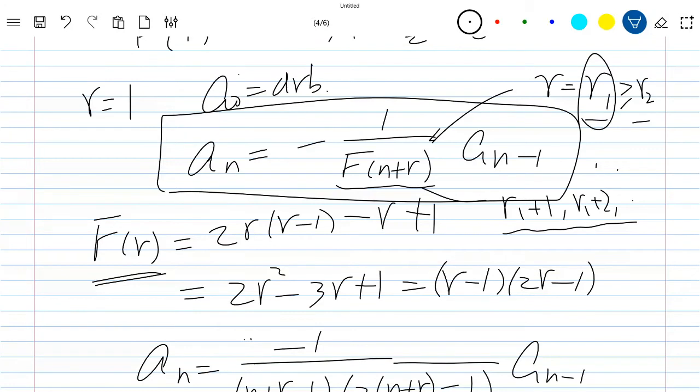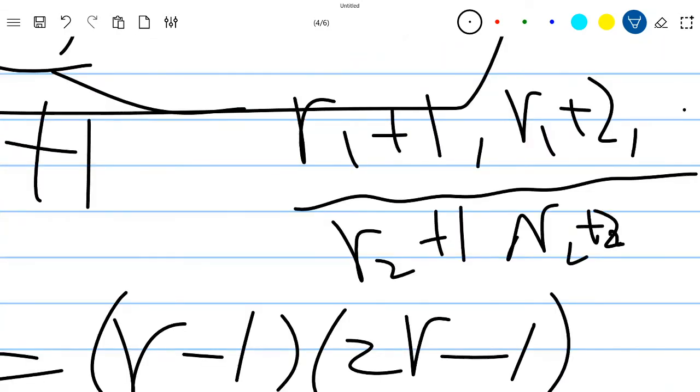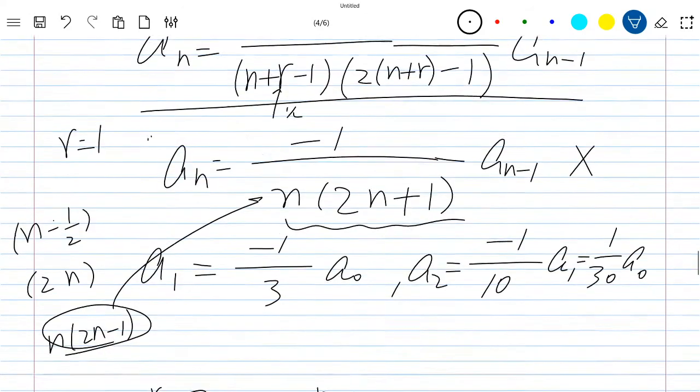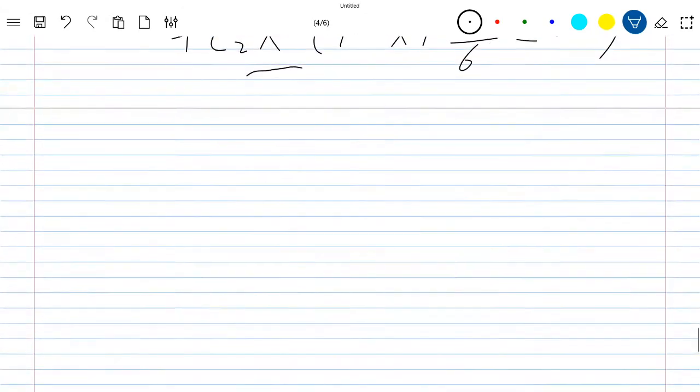But if you plug in r2, you will have a problem. You will have r2 plus 1, r2 plus 2 in your denominator, in this term. And if r1 and r2 are off by an integer, then at some point, for example, r2 plus 2 may happen to be r1, then n plus r2 will be a root of f. So you have a 0 in the denominator, right? Then you have a problem. And I can show you one example where we run into such a problem.